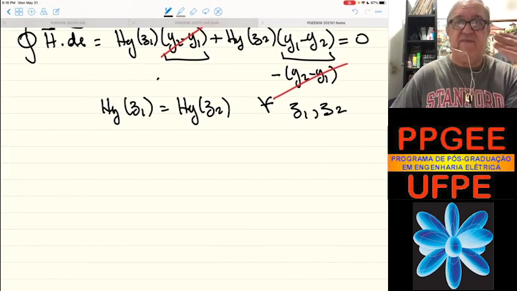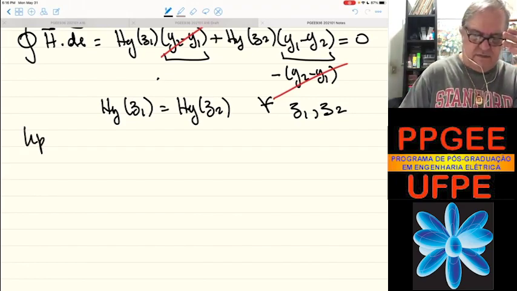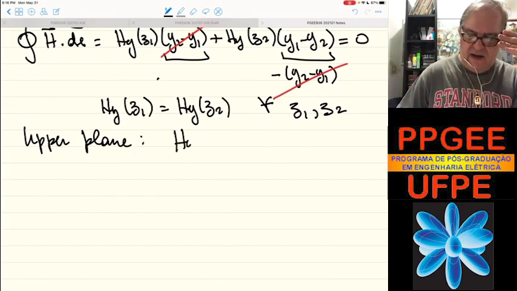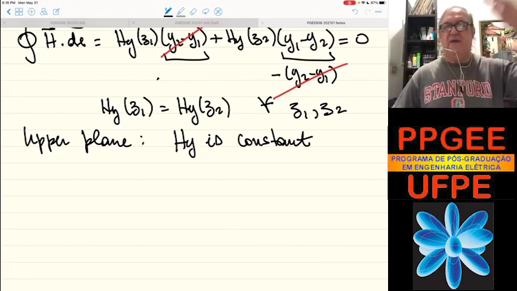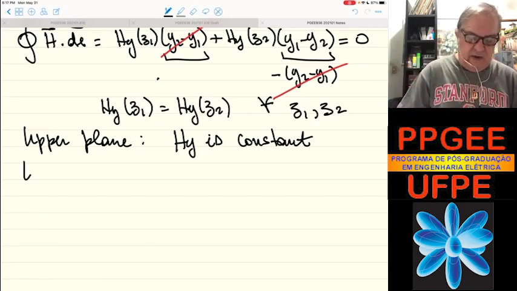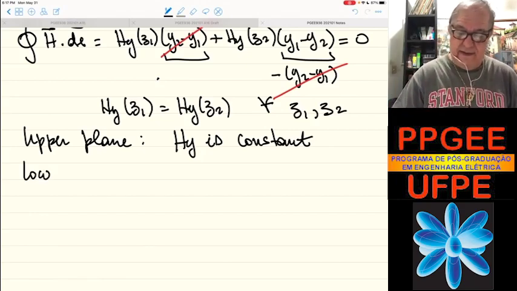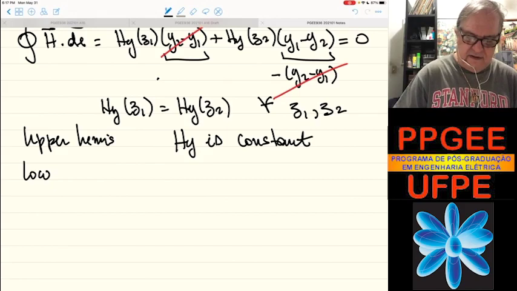Conclusion: on the upper plane, Hy is constant. It doesn't depend on the distance, because whatever z1, z2, H is the same. H is constant. Also in the lower plane, it's not the upper plane, the upper hemisphere. In the lower hemisphere, same behavior.